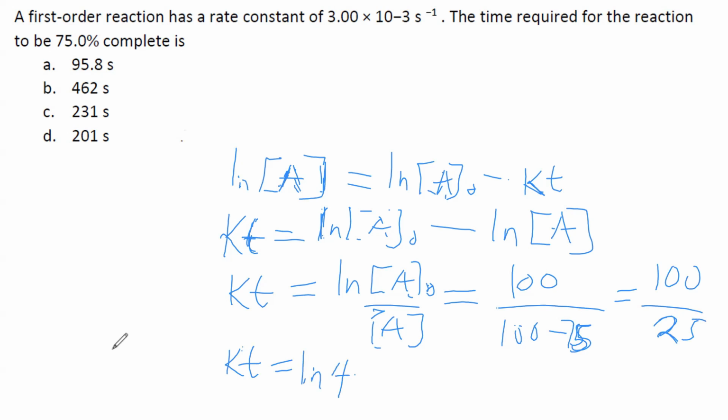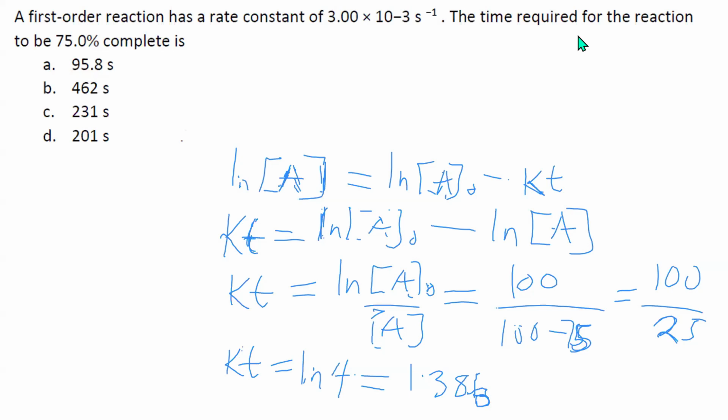So we now have ln 4. Therefore Kt is equal to ln 4. Of course, we are now going to press our calculator and get exactly what ln 4 is. So let's see the value for ln 4. So ln 4 is the same thing as 1.3863.